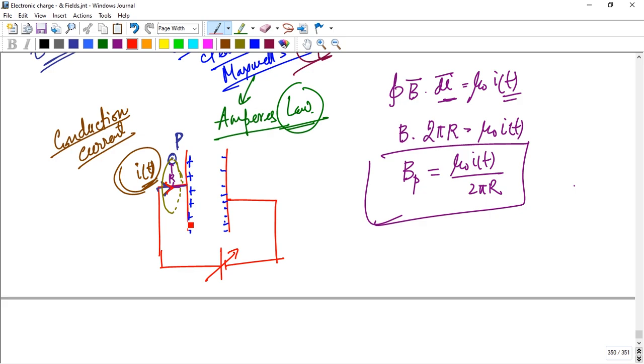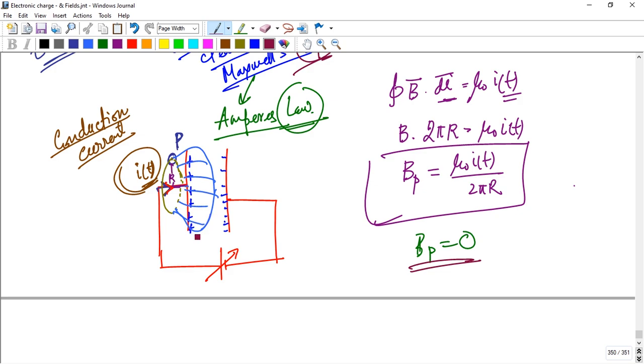But there is a mismatch. When we choose some arbitrary path, suppose we choose this path, it looks like a pot-shaped path. This side is open, this side is closed. On this surface you see that the current wire ends here. If there is no current passing through that portion, then from Ampere's law the magnetic field at point P equals 0.